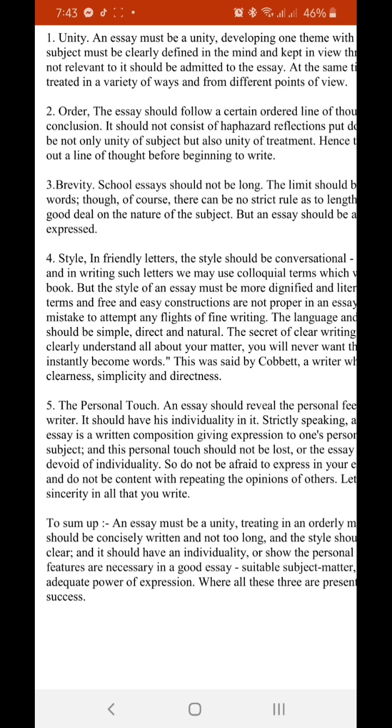The next one is style. When we talk about styles, writing may be different. For example, he has written here about letters. Letters may be written in informal style, but an essay is not informal. In it, you cannot use slang and colloquial language. It should be a sort of writing which is concise, simple, direct, and serious.